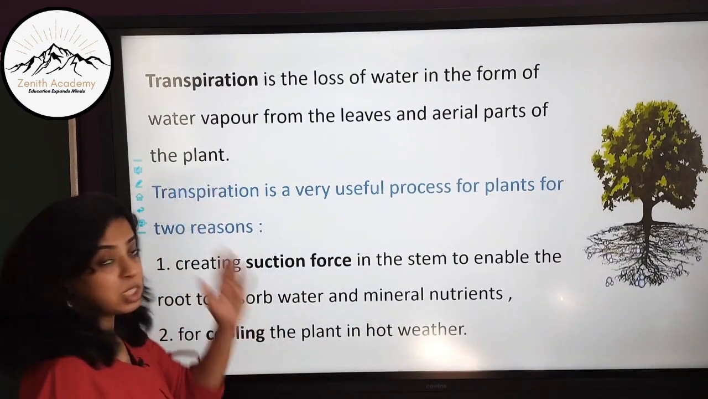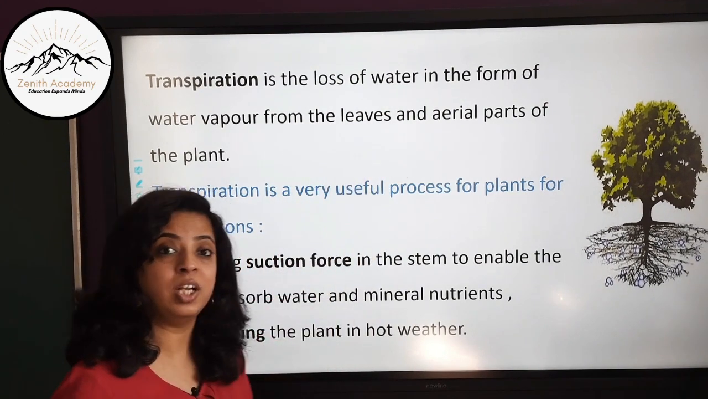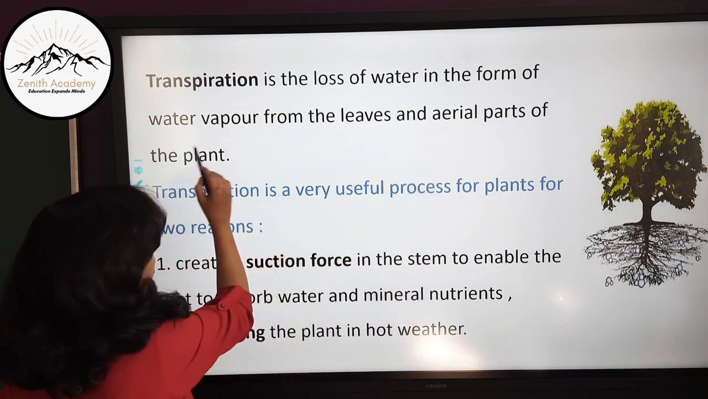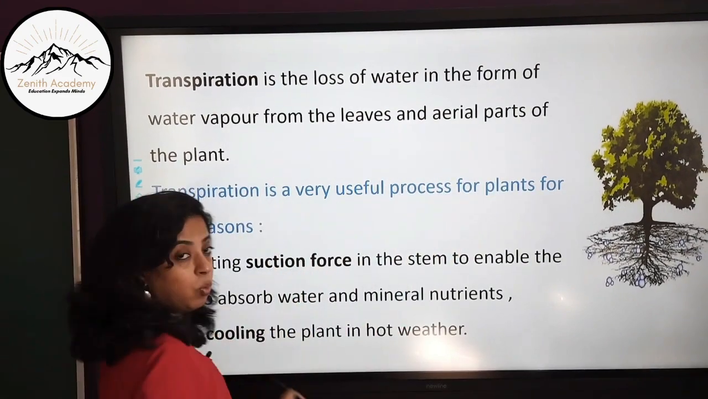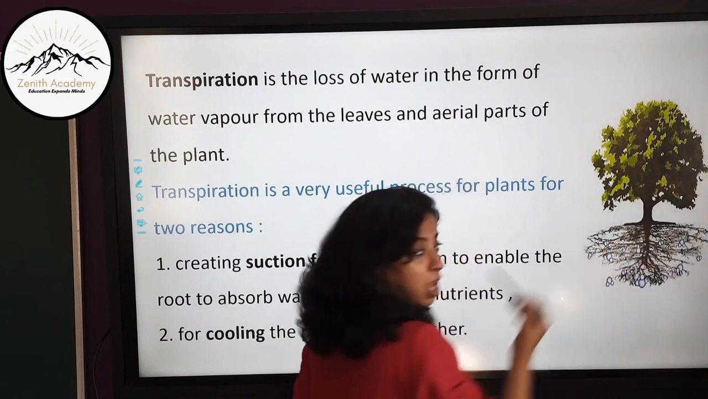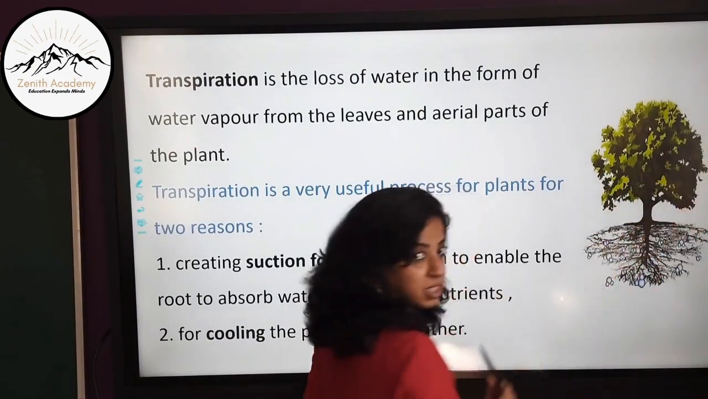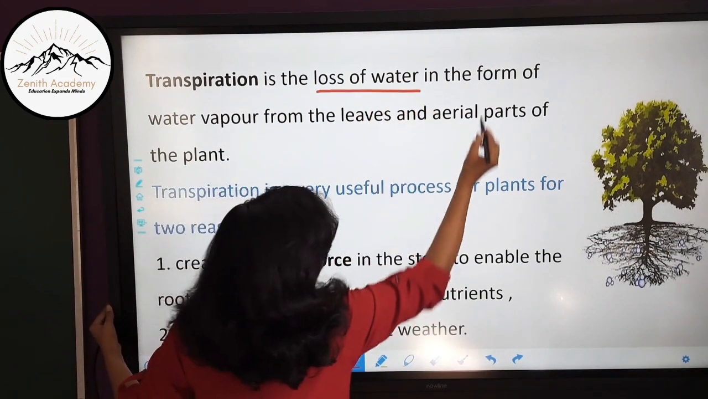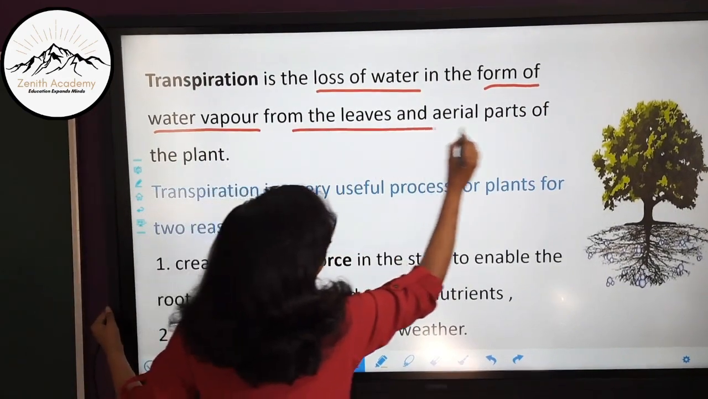Now children, what is transpiration? Transpiration is the loss of water. But in which form? In the form of water vapor. From where? From the leaves and the aerial parts of the plant. What are the aerial parts of the plant? The part of the plant which is exposed to the air. So it includes the stem, the leaves, everything. So transpiration is loss of water in the form of water vapor from the leaves and the aerial parts of the plant.